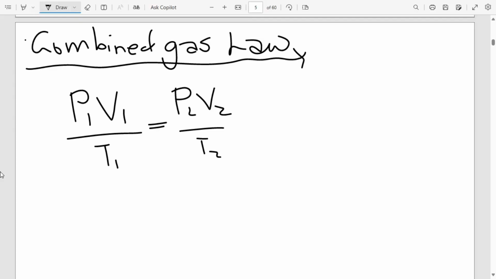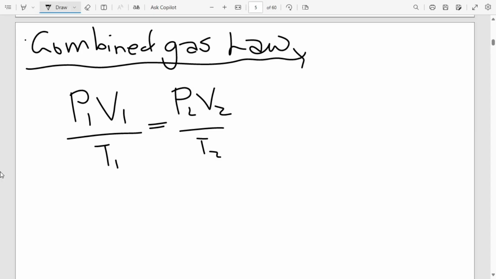It is constant. Or initial pressure multiplied by initial volume over initial temperature should be directly proportional to final pressure multiplied by final volume over final temperature. So that is what we call the combined gas law. And how does this combined gas law actually come about, if you are interested in knowing?